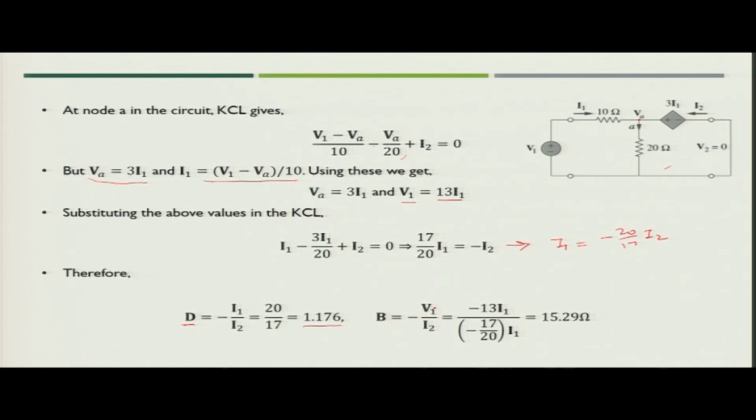B is nothing but minus of V1 upon I2. V1 we know in terms of I1, we just calculated. So, that is 13 of I1, then divided by I2. I2 we just found in terms of I1, that is minus of 17 by 20 I1. So, when you simplify you will get B as 15.29 ohm. So, using the technique of putting output port open circuit and short circuit one by one, you can easily find out the values of ABCD parameters.